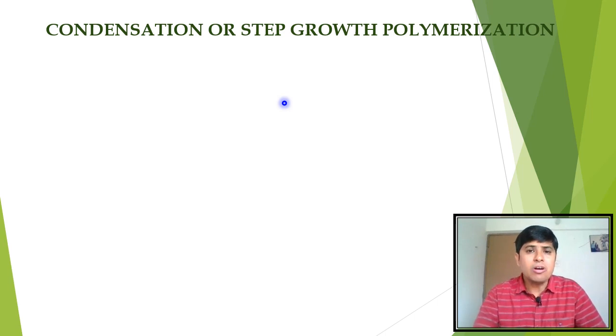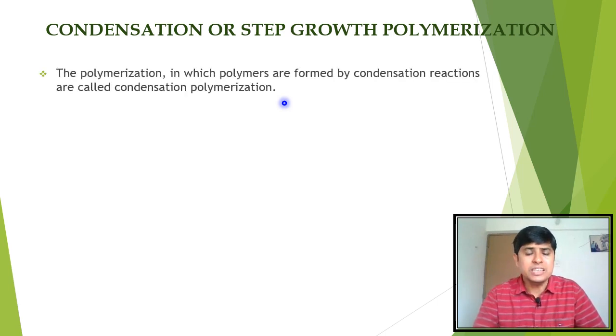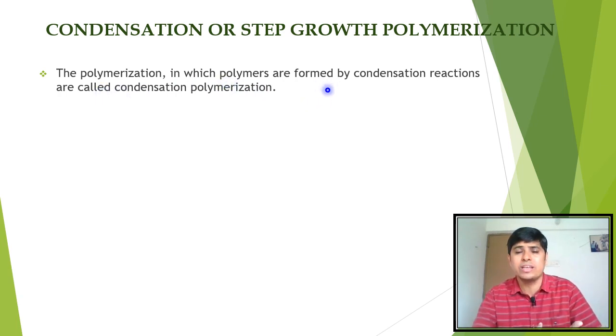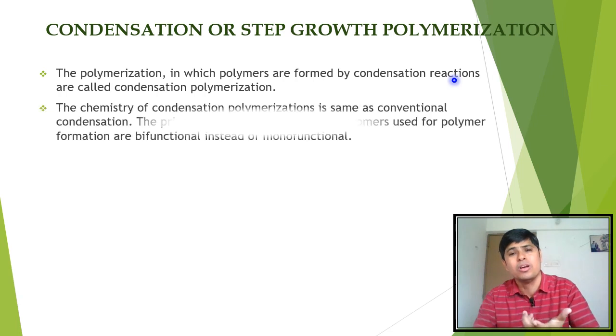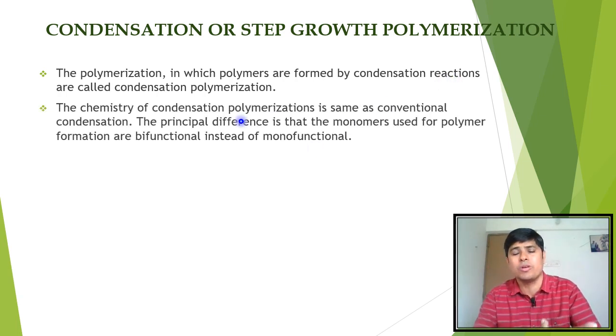The chemistry of condensation polymerization is the same as conventional condensation reaction. For example, if we are reacting carboxylic acid with alcohol, there will be formation of ester by the loss of a water molecule. Okay, carboxylic acid, when we react with alcohol, there will be formation of ester by the loss of a water molecule. This is a conventional condensation.